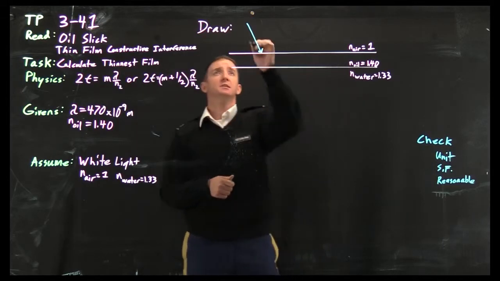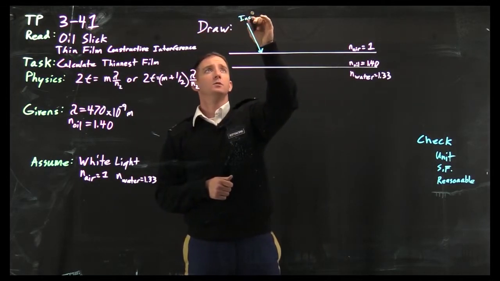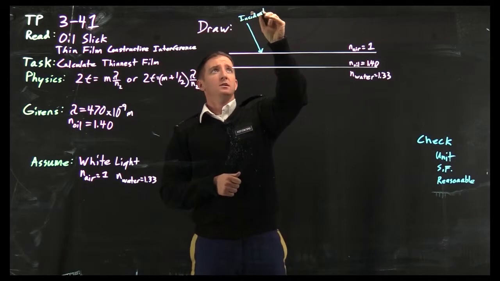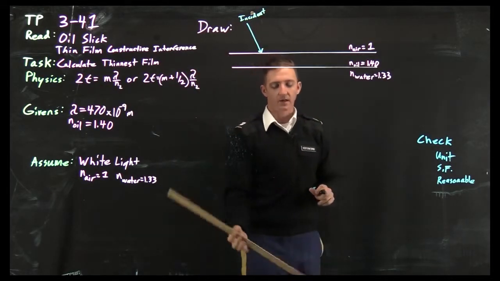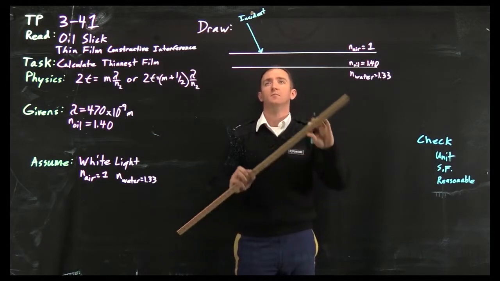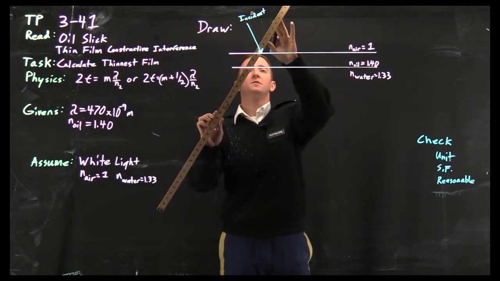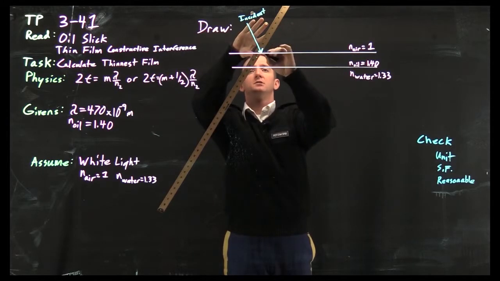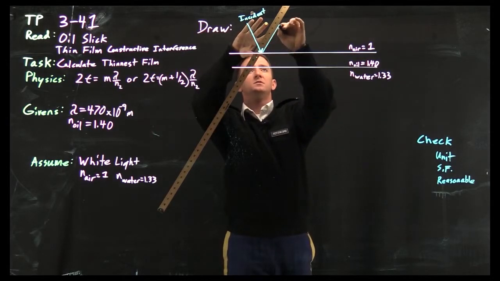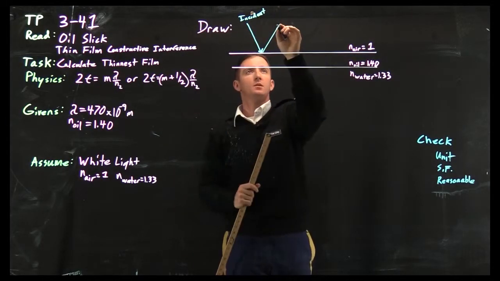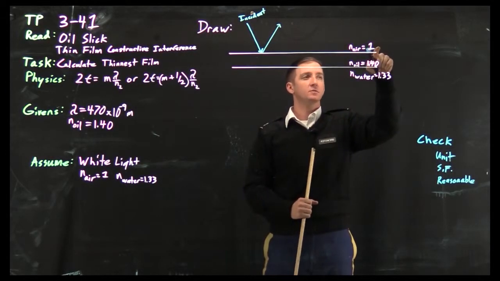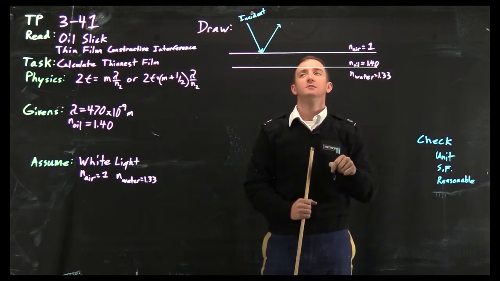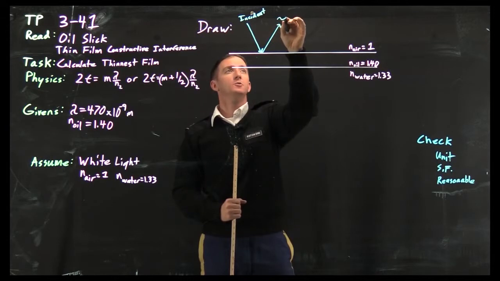Initially I have incident light. I've just gone ahead and drawn it blue. Incident light on the surface. Now our rules are: low to high gain pi, high to low no. So what that means is that on the reflection, and only the reflection from this first surface, if it went from a low refractive index to a high refractive index, then we gained pi. That is true in this situation.